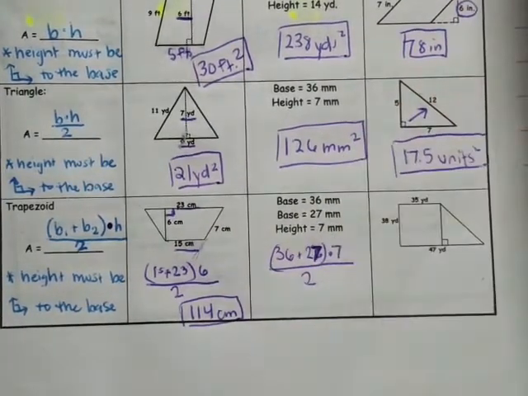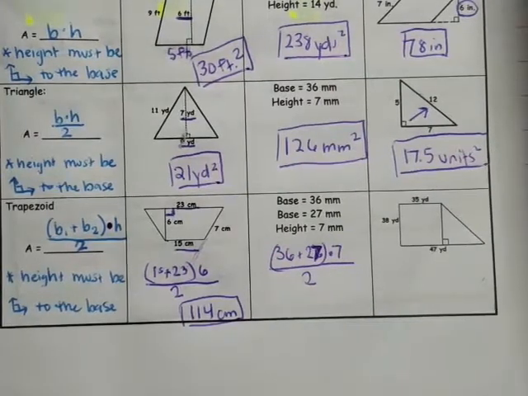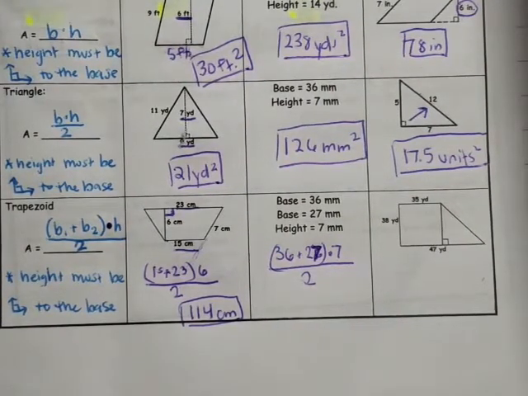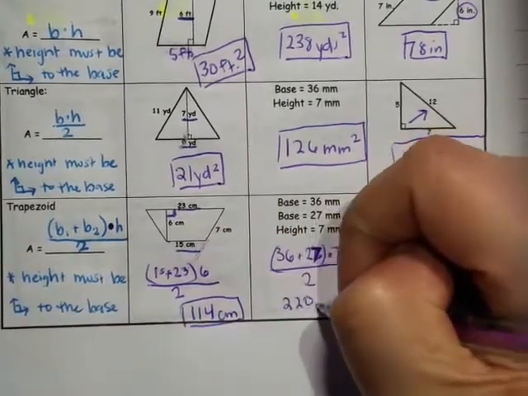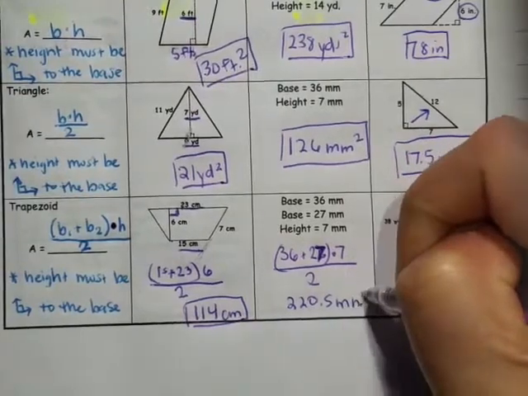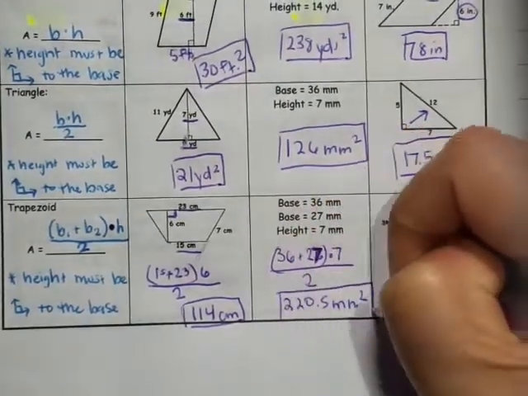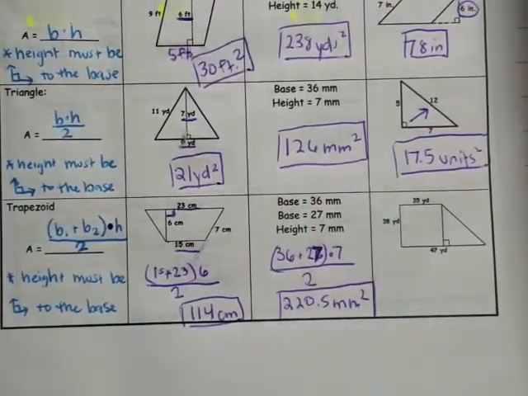Sorry about writing that wrong. So 36 plus 27 times 7 divided by 2. I get 220.5 millimeters squared. All right. And then this last one is a composite shape.